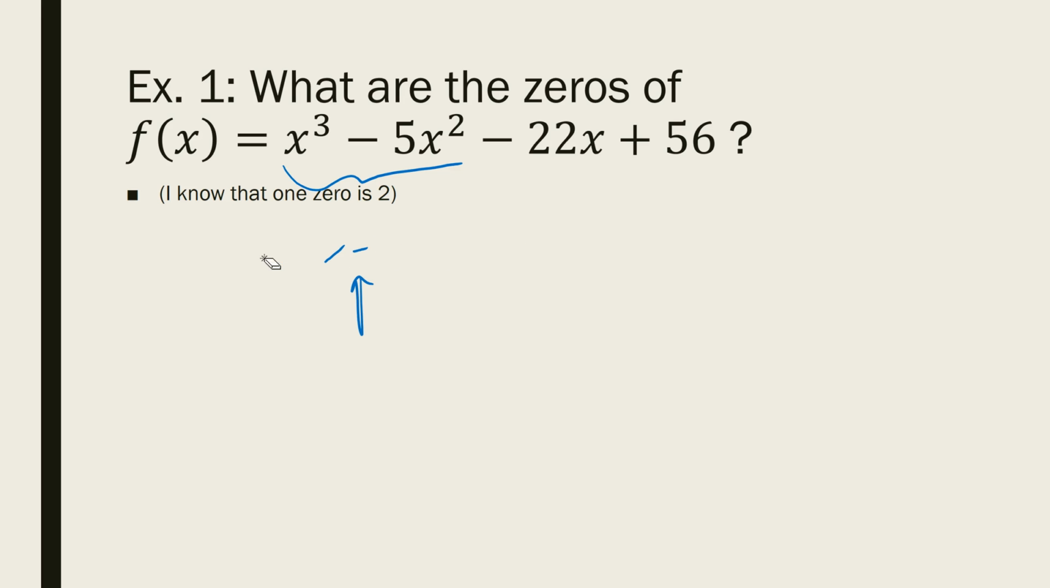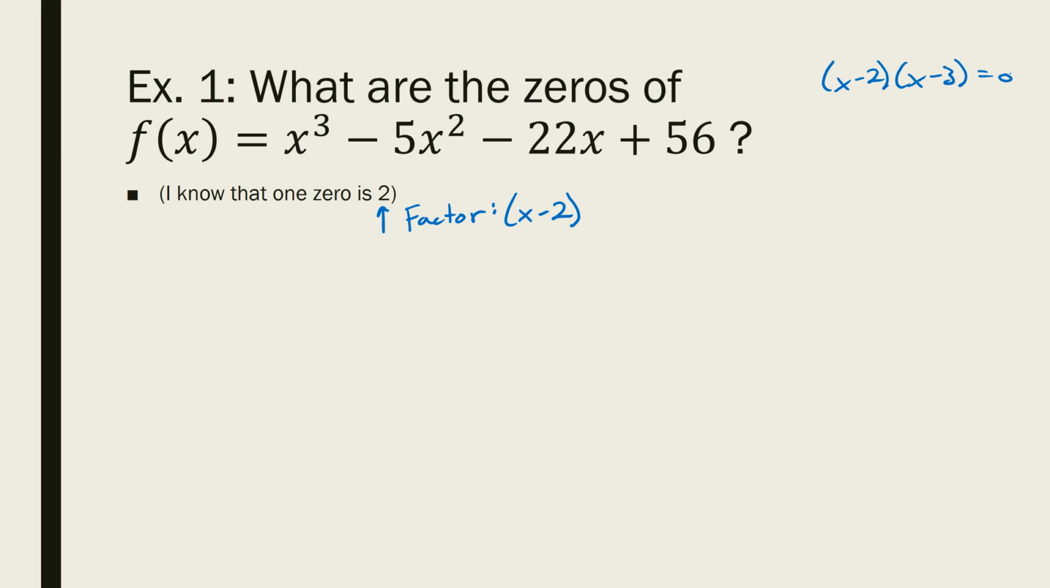Now, first of all, let's think about this. If I know that a zero is 2, let's think about the factor that gives us 2. That factor would be x minus 2. So if we factor and we see in the equation that I have an x minus 2, so let's say I factored something and I found that it was x minus 2 times x minus 3 equals 0, I would know, hey, a zero is 2. So that's what I'm talking about here. A zero of 2 is given by a factor of x minus 2. What we can do is we can synthetically divide out that factor.